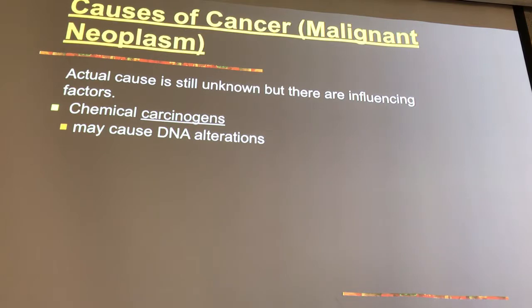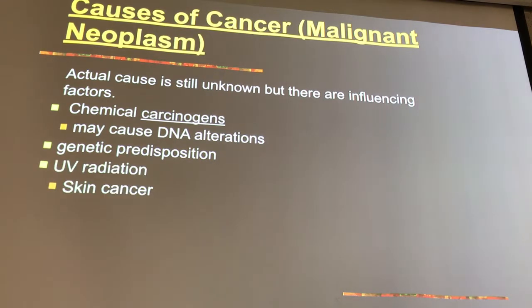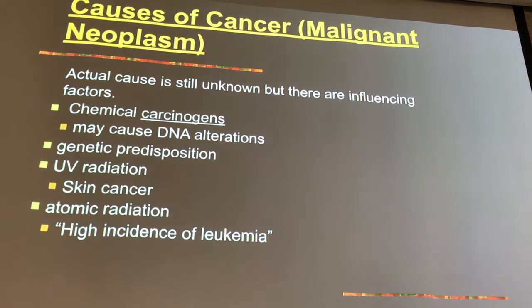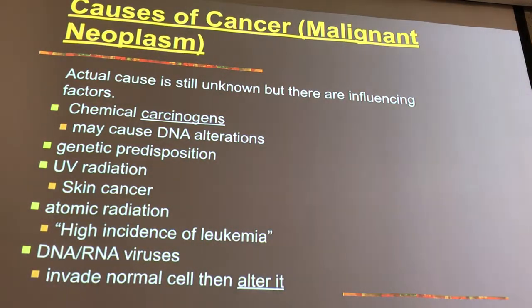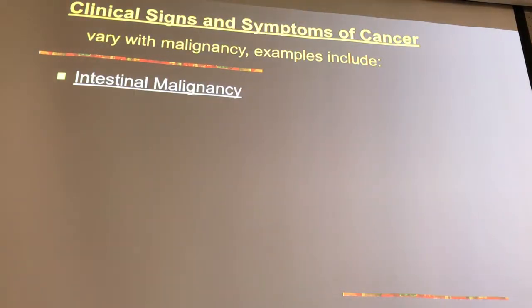Can be chemical, right? These can cause DNA alterations as well. Genetic predisposition, which they're starting to look at now. UV radiation gets the melanoma, right, skin cancer. Atomic radiation, right, leukemia from these people. DNA and RNA viruses invade the normal cells and alter them. Clinical signs and symptoms of cancer.